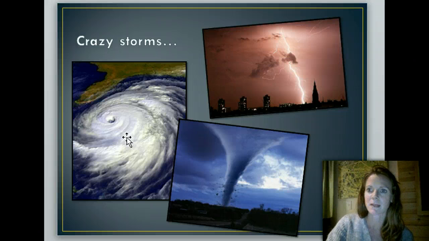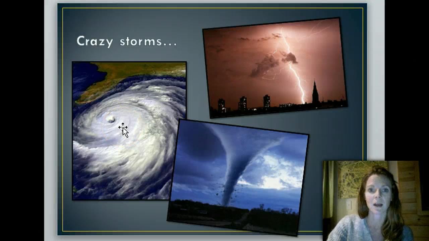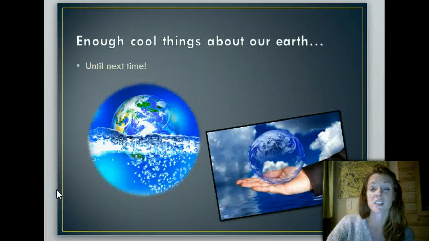So I'm not going to go into many details about those. They're pretty cool. If you guys are ever interested, feel free to do some research on some of those. I just think it's pretty cool to know a little bit about the storms and how they come about, and what makes them so dangerous. So there you have crazy storms.